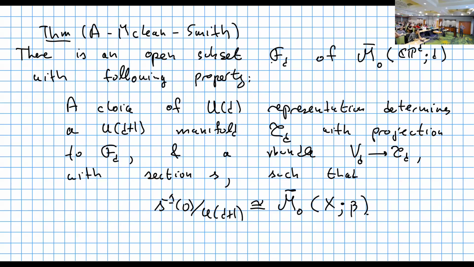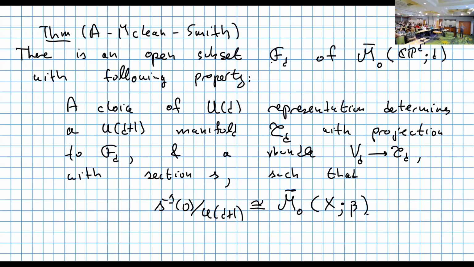It's pretty clear that this space has an action: if you act on CP^D by some automorphism, you will preserve the subset. So this has an action of the unitary group U(D+1). Now, how do we use this? We're going to use this F_D as the parameter space of our domains.